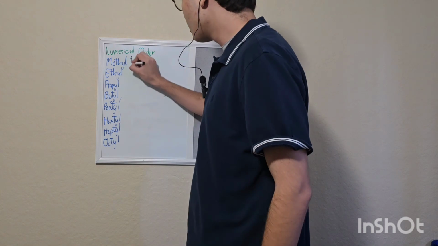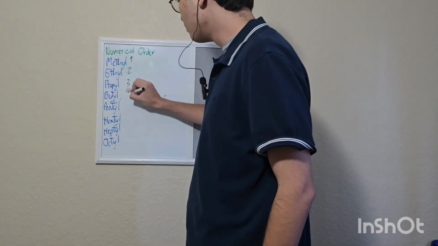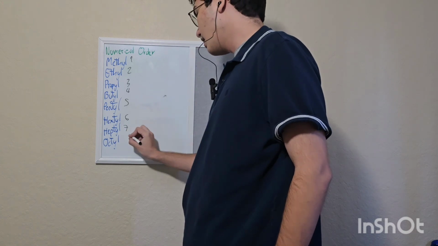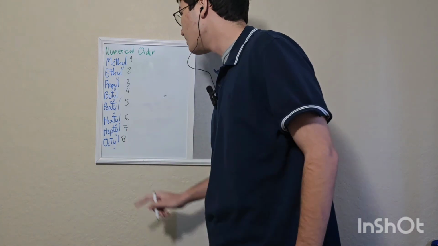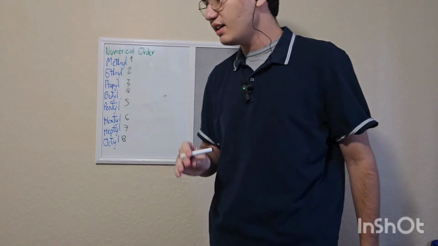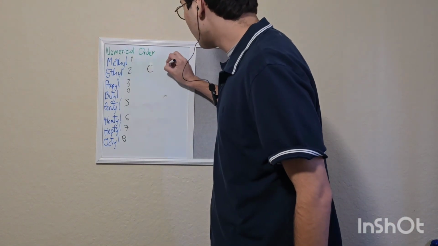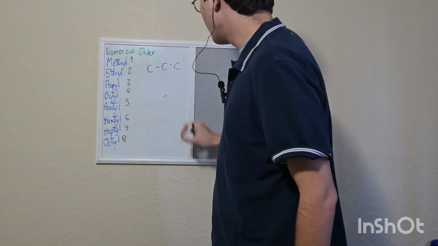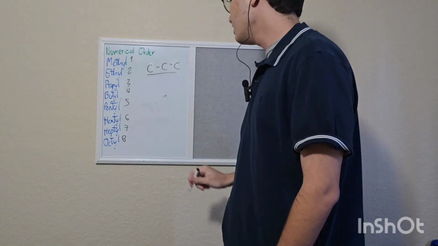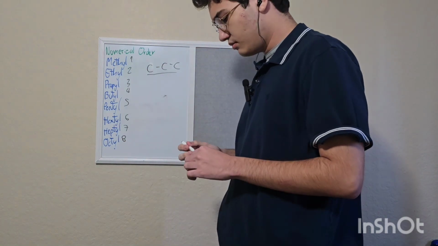So let's begin. Methyl, ethyl, propyl, butyl, pentyl, hexyl, heptyl, and octyl, of course, are based on the carbon chain. Now you may be wondering, what is a carbon chain? Well, a carbon chain is the longest chain of carbons in a monomer. For example, we have 3, so it's a propyl.